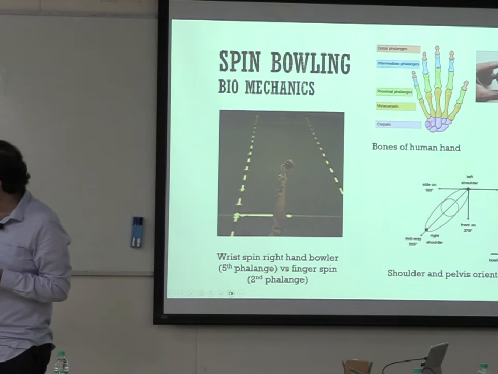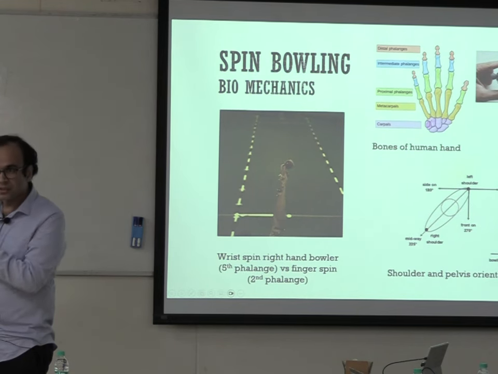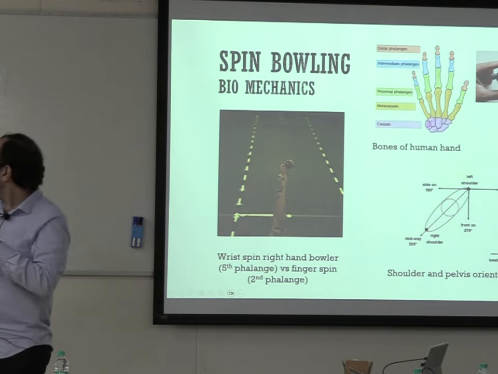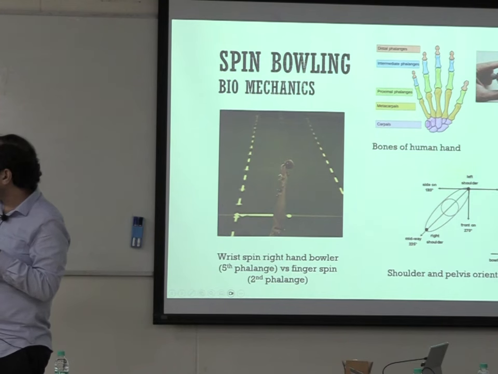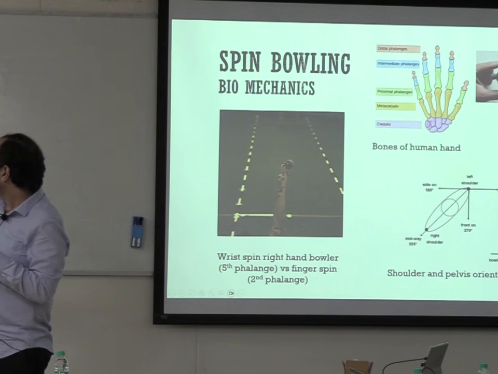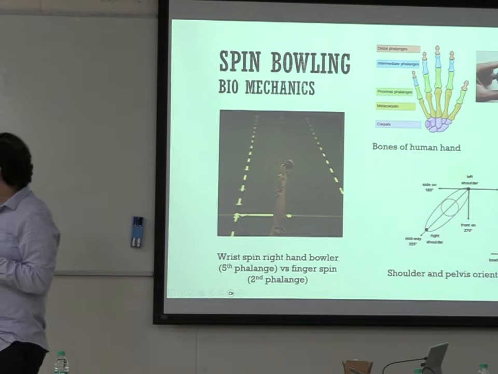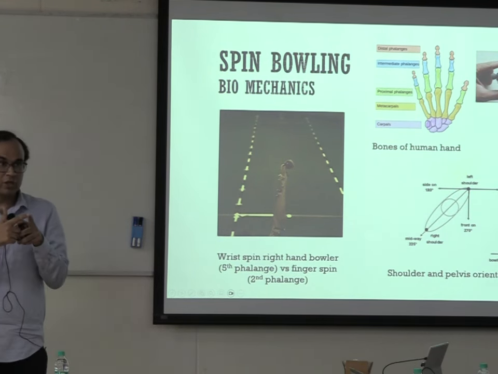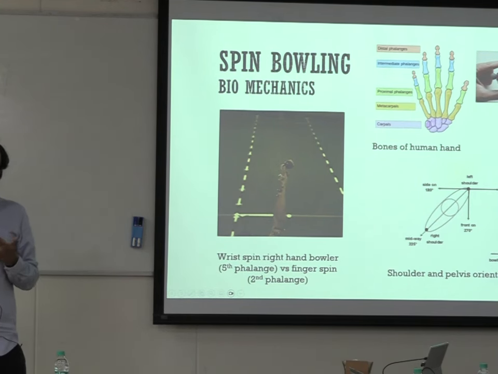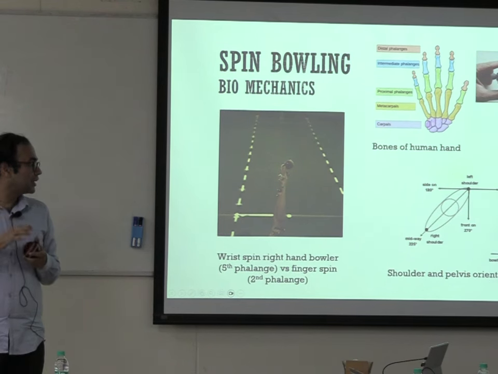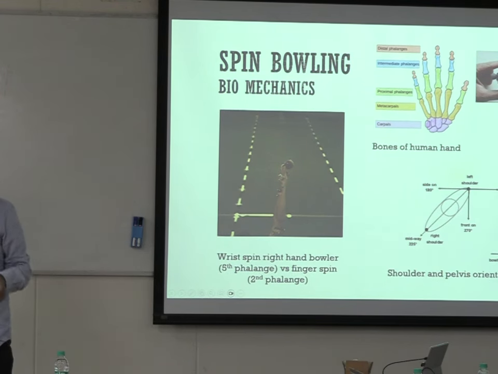Can you see some things which are kept on this hand? These are sensors attached to the hand, and similarly this is the sensor attached to the fingers. Remember I told you about finger spin, what is the second phalange? So this is the second phalange, the very last one. These sensors will help us identify which joint moves how much for a bowler. Normally when studies are done, a bowler is supposed to bowl a few balls and then they can take out the inputs and so on. So that is how the spin bowling comes up.